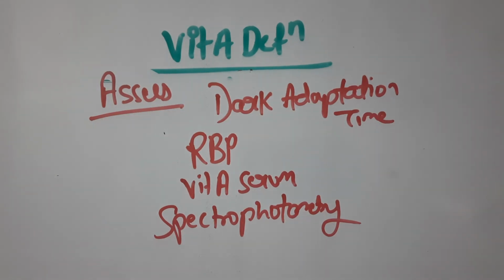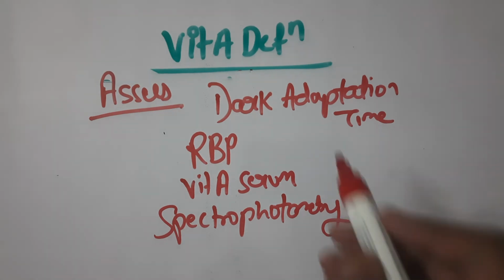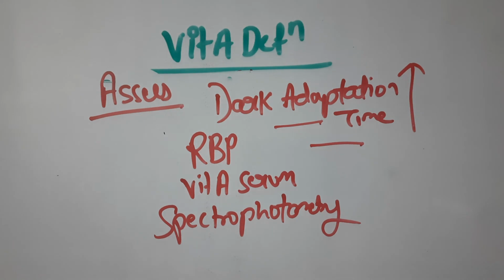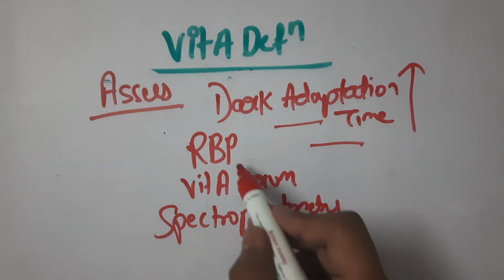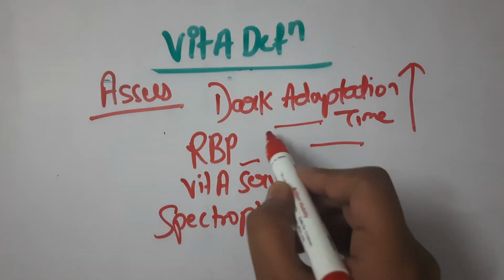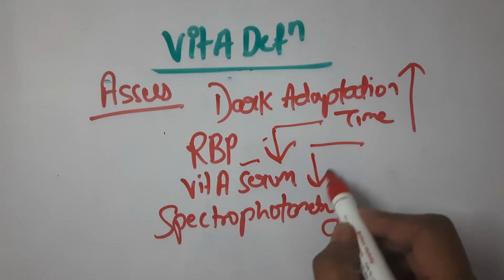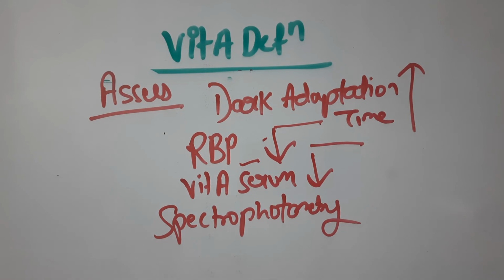Now, how will we assess the deficiency of vitamin A? You can see the dark adaptation time. It will be increased in vitamin A deficiency. Then you can see the retinol binding proteins. They will decrease in the serum. Then vitamin A levels in the serum will be low. Then vitamin A may be directly measured by spectrophotometry.